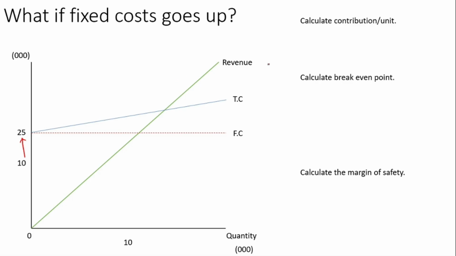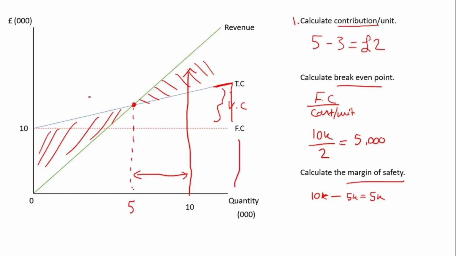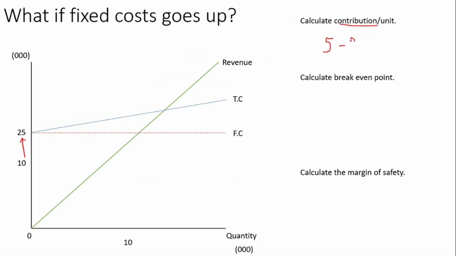But anyway, going back to this, we're going to have to calculate contribution per unit. Contribution per unit still stays the same. We have a selling price of £5 and a variable cost of £3, so all we need to do is 5 minus 3. It's going to give us £2 of contribution per unit.